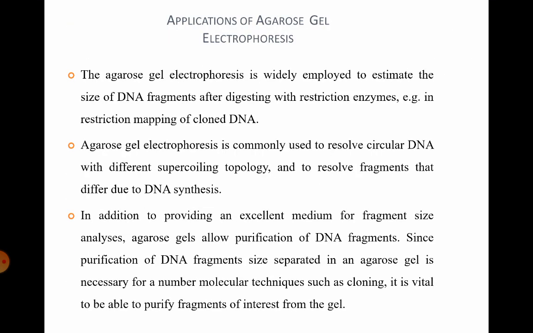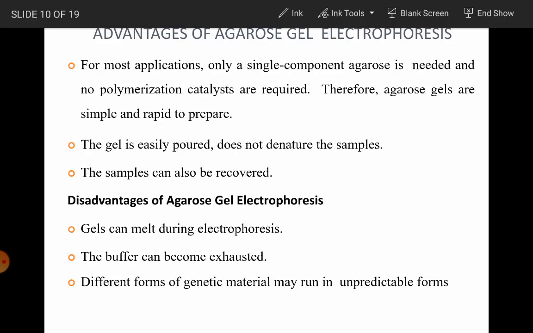Agarose gel electrophoresis is widely employed to estimate the size of the DNA fragments after digestion with restriction enzymes. In restriction mapping of the cloned DNA, it is also commonly used to resolve circular DNA with different supercoiling topology, and to resolve fragments that differ due to DNA synthesis. In addition to providing an excellent medium for DNA fragment size analysis, agarose gel also allows purification of DNA fragments.